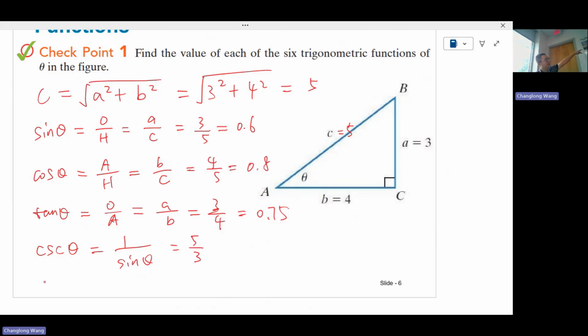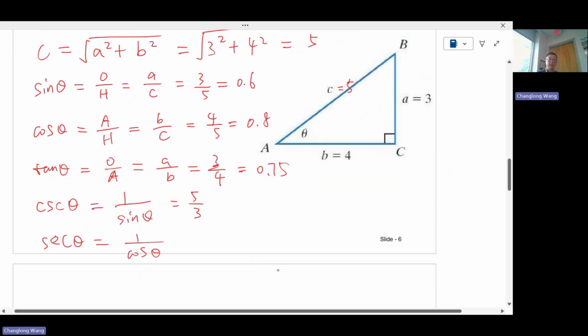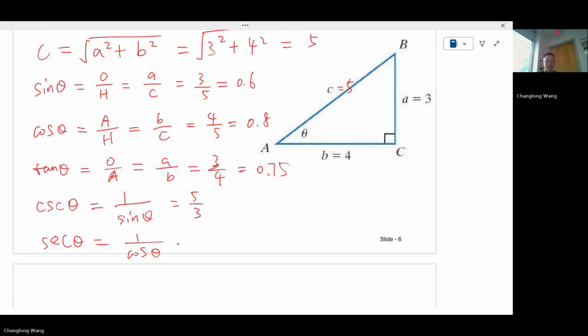So now, as you can see here, the secant is the reciprocal of cosine. And by the way, the reciprocals are relative, right? If sine is the reciprocal of the cosecant, it's the case the other way around. So cosine is 4/5, so it has to be 5/4 for the secant.